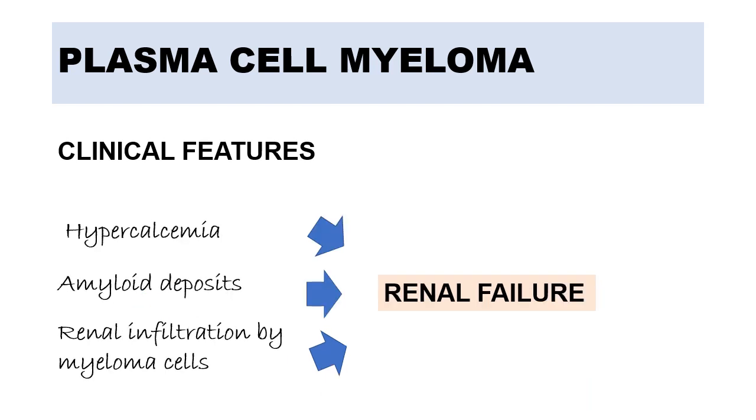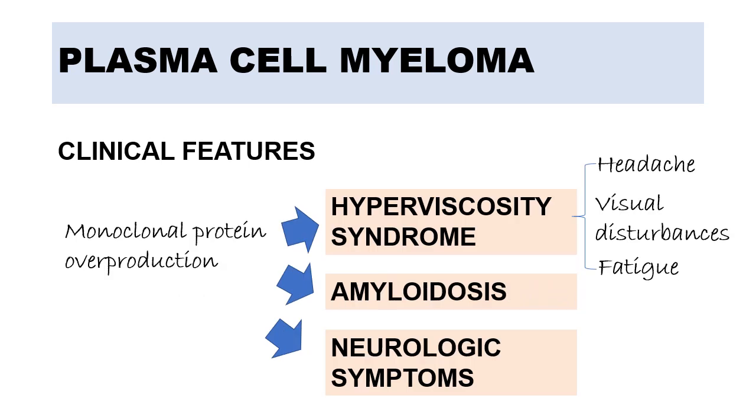Similarly, due to hypercalcemia, amyloid deposits, and infiltration of the kidney by myeloma cells, an associated renal failure is also common in these patients. The excess monoclonal protein produced can lead to hyperviscosity syndrome, which is characterized by headache, visual disturbances, and fatigue. Similarly, the misfolded light chain molecules aggregate themselves to form amyloid deposits, and this can lead to systemic amyloidosis associated with multiple myeloma. Monoclonal protein overproduction can also cause neurological symptoms.